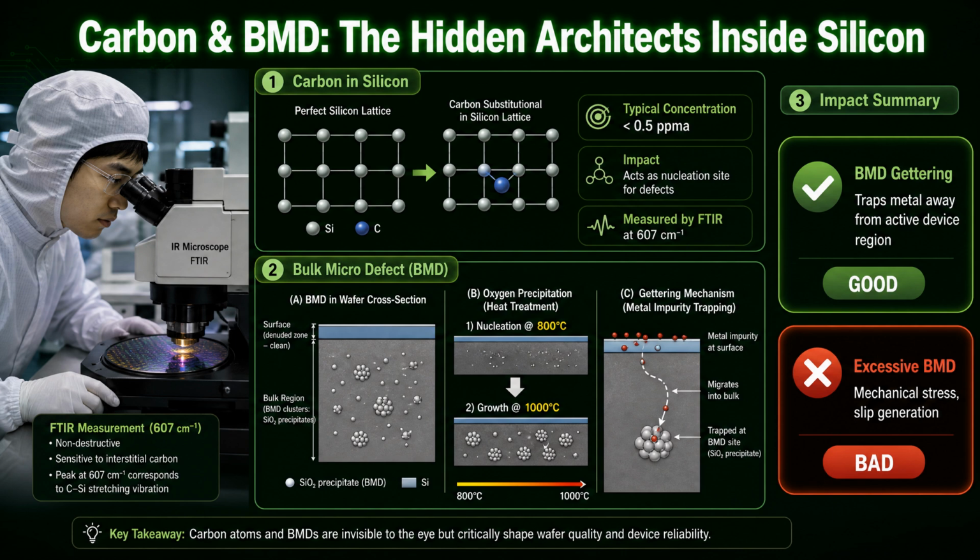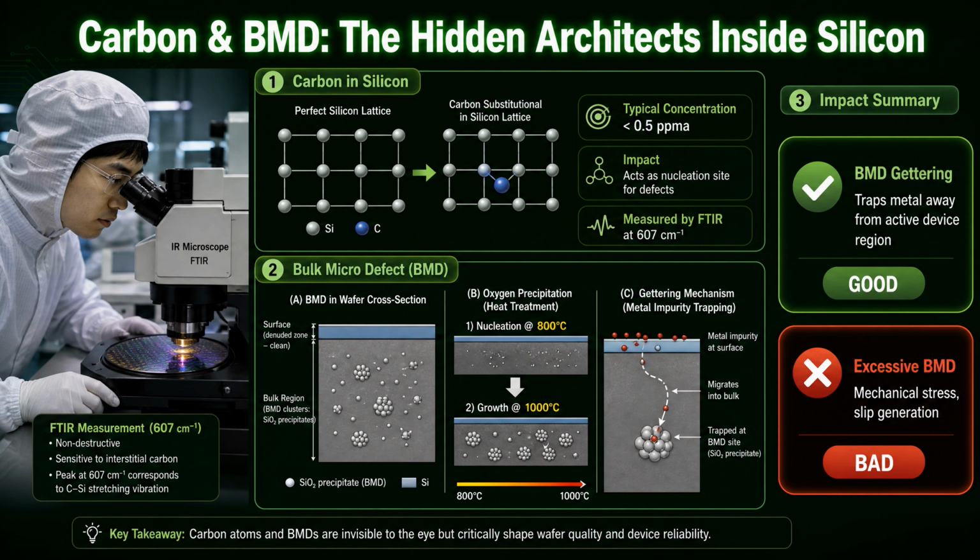Carbon is another impurity incorporated during crystal growth. It substitutes for silicon atoms in the lattice. Even at concentrations below 0.5 parts per million atomic, carbon can act as a nucleation site for other defects. Carbon is also measured by FTIR at a characteristic absorption around 607 wave numbers.